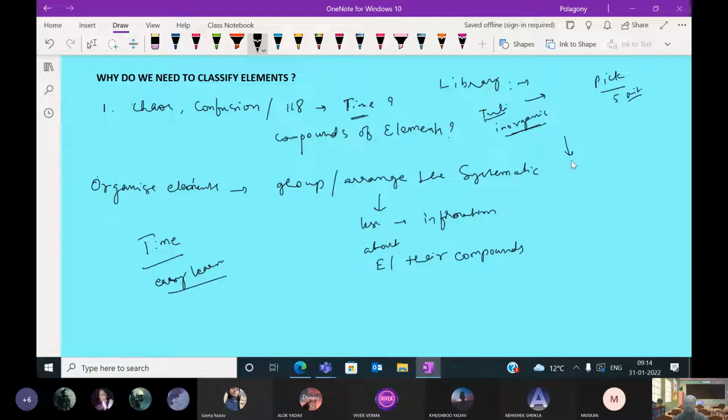That means if you want to make things easier, we should keep all the books branch wise so that picking becomes easy. The same manner applies to elements. There are 118 elements. If you want to learn them randomly, it is quite challenging and difficult for you. It causes chaos and confusion. So if you learn about the elements systematically, step by step, it becomes easier for you. That is the need and that is the purpose of classification of elements. Right, now I am moving further in this topic.